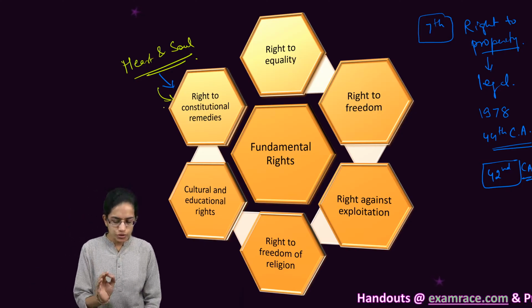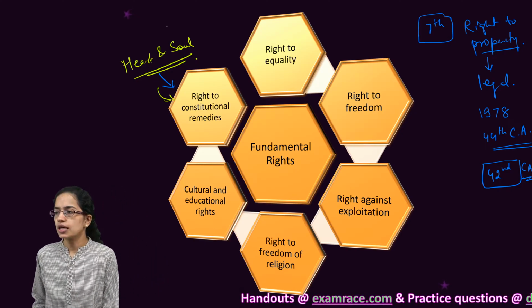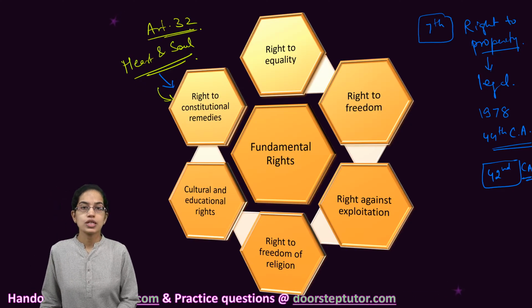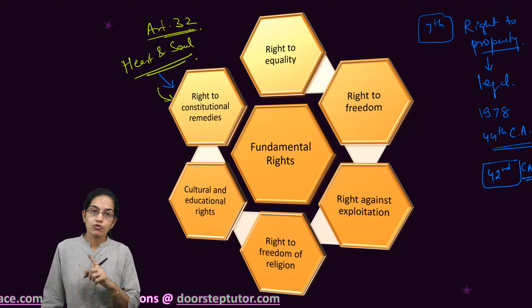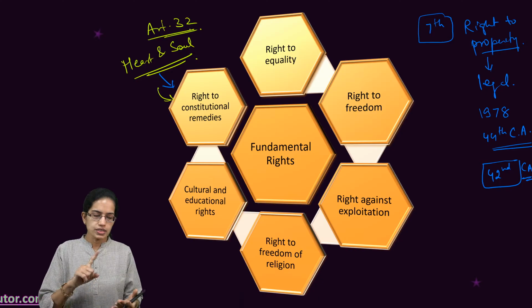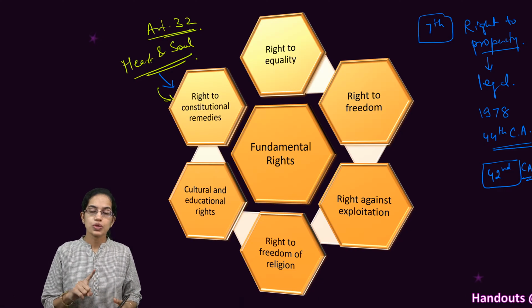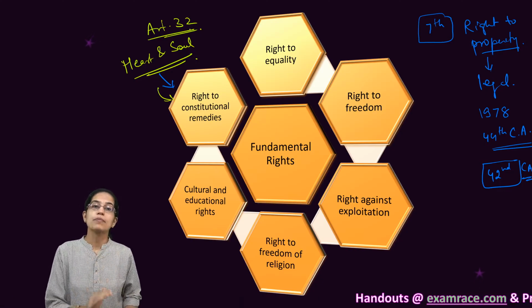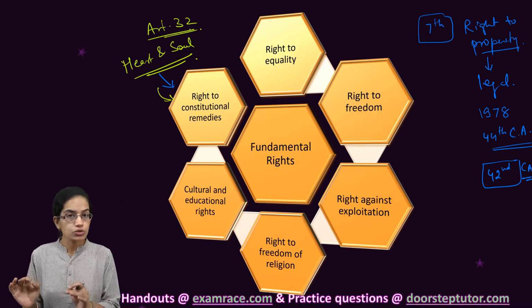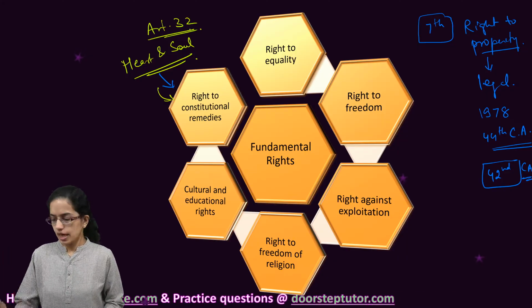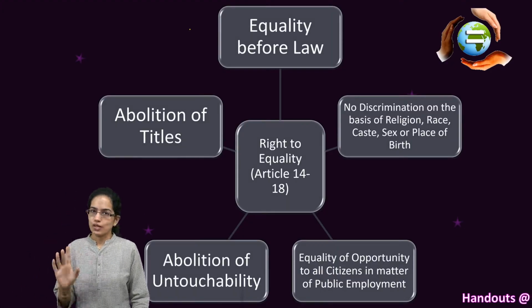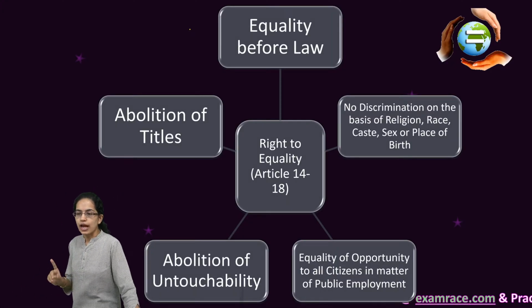The right to constitutional remedies has been mentioned under Article 32. If you want more details on the right to constitutional remedies, we have covered a separate lecture where we have discussed the writs, the orders, and the directions that the court can issue in order to enforce the fundamental rights. So, enforcement of fundamental rights is something that is crucial, and that comes under the right to constitutional remedies. Coming on to each of the rights one by one, we'll first talk about the right to equality.